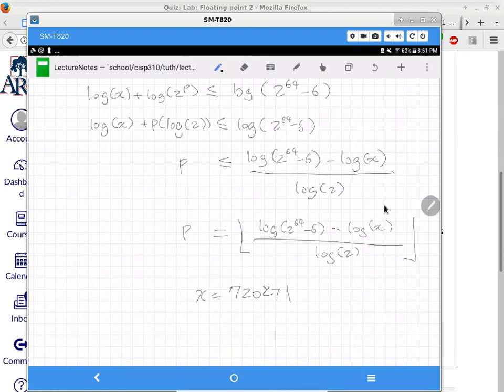And I'm going to do the calculation myself. So 2 to the power of 64 minus 6. Take the log of that. And then we have the number itself, 720271. Take the log of that. Do the subtraction. Take the log of 2. Do the division. So I got 44 for this particular question.